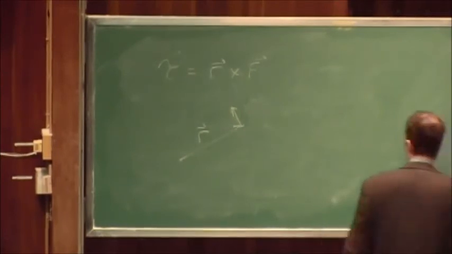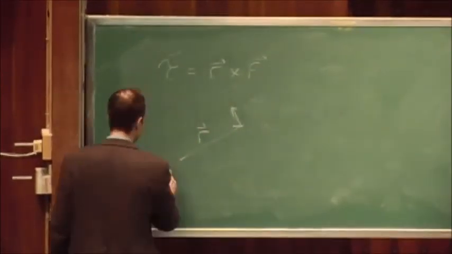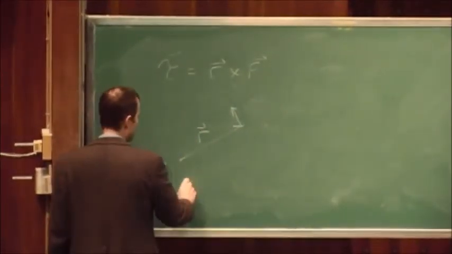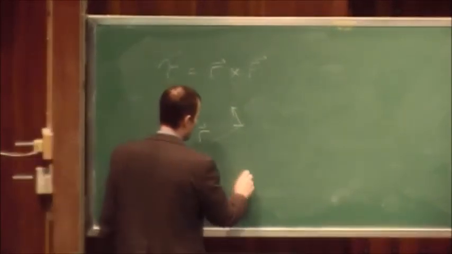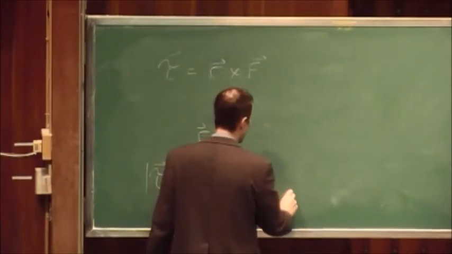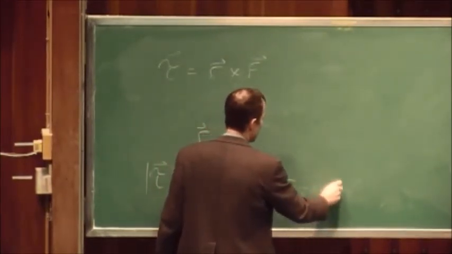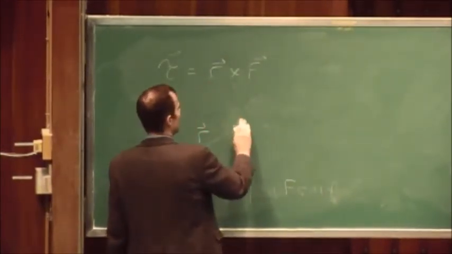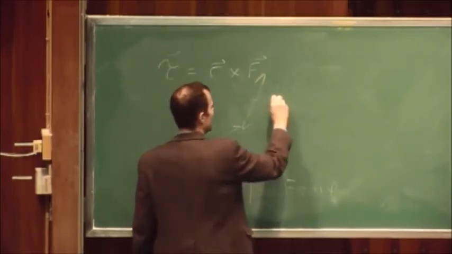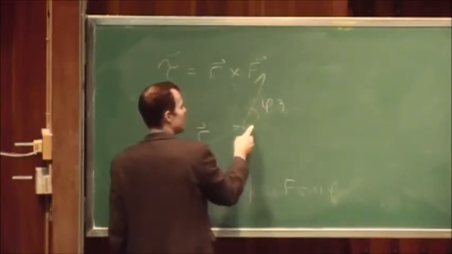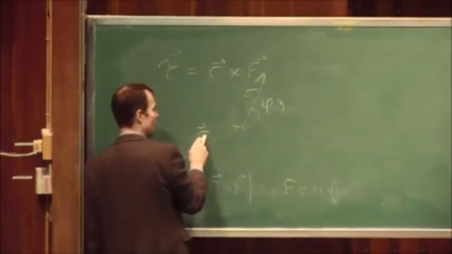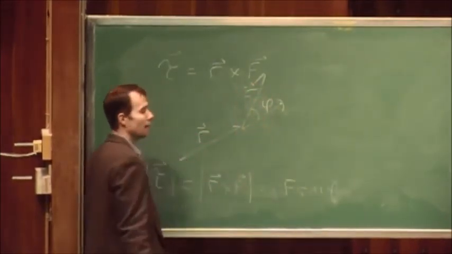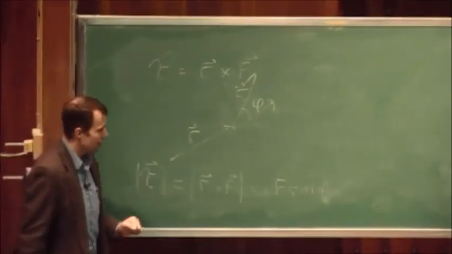Now, the magnitude of the torque, we just write as this. We say this is the magnitude of the torque, R cross F, which is equal to R F sine of phi, where phi is the angle of the radius vector relative to the force vector. So that's how you find the magnitude.